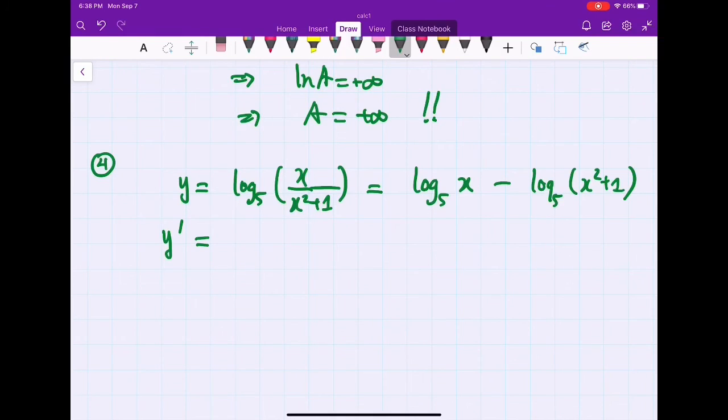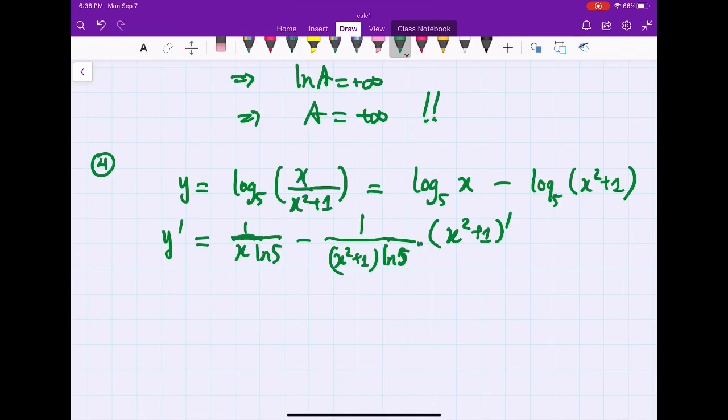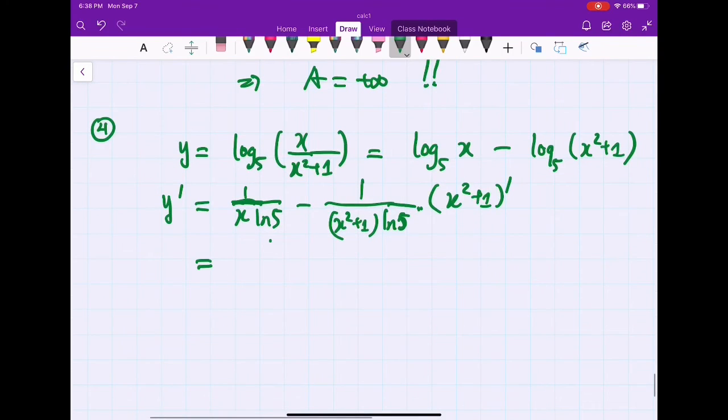Y prime equal to 1 over x, right? And times ln of 5, minus 1 over x squared plus 1 times ln of 5. But in here, you need to multiply by the derivative of x squared plus 1, which is 2x. So I have 1 over x ln of 5 minus 2x over x squared plus 1 ln of 5. So that's the first problem.